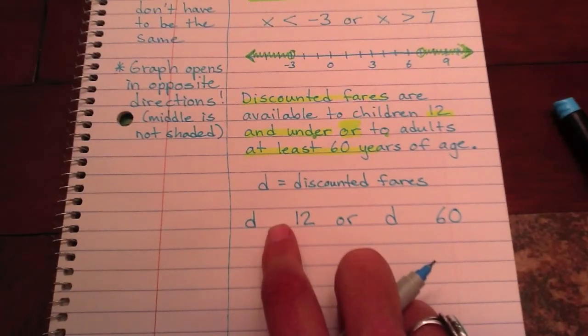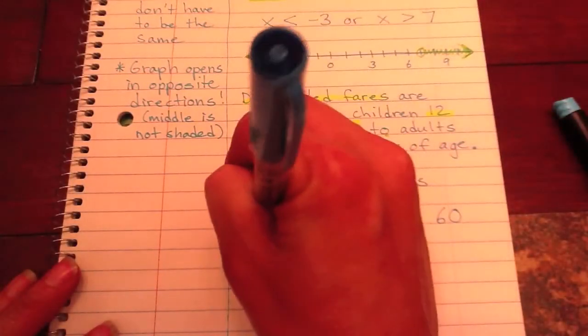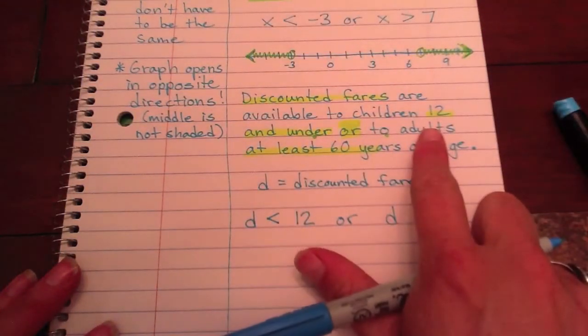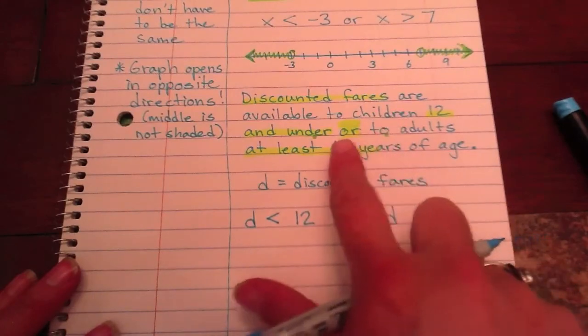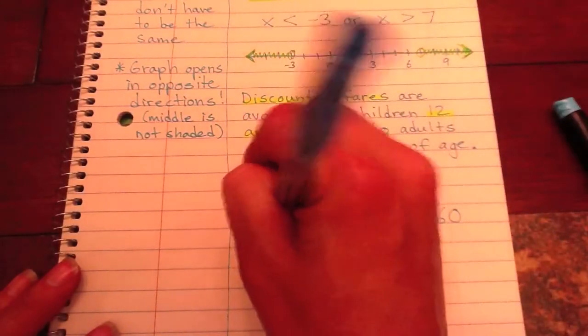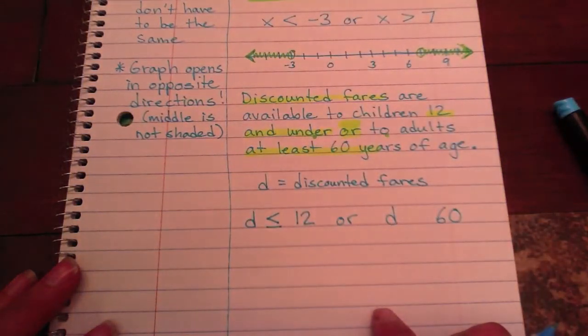And since it's 12 or under, it should be less than. And because it can be 12, it's available to children 12 and under, it's an or equal to. 12-year-olds can get the discount.